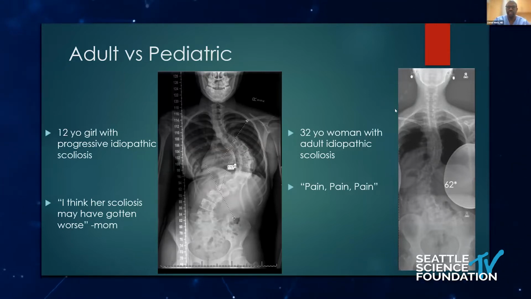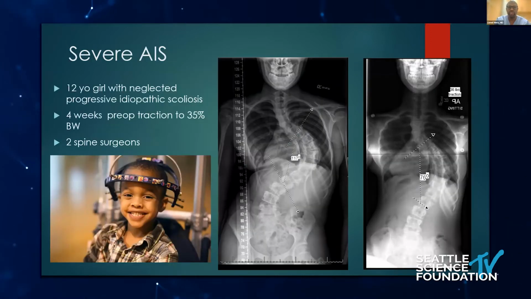The difference in presentation between our adult patients and our pediatric patients can be stark. These are both patients with idiopathic scoliosis, but on the left, we have a 12-year-old with no pain, who doesn't know why she needs surgery, and really doesn't want to be in the hospital. On the right, we have a 32-year-old woman with a much less severe deformity, but with severe pain and severe disability. So we really are seeing patients at a markedly different point in presentation.